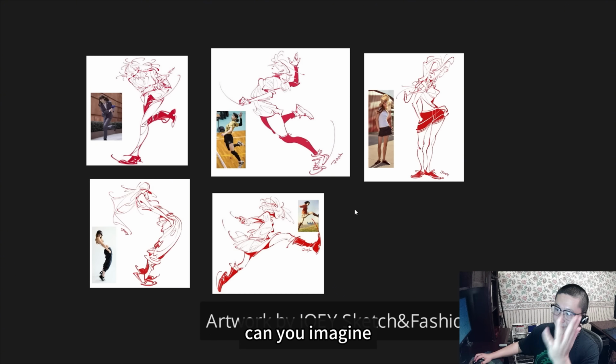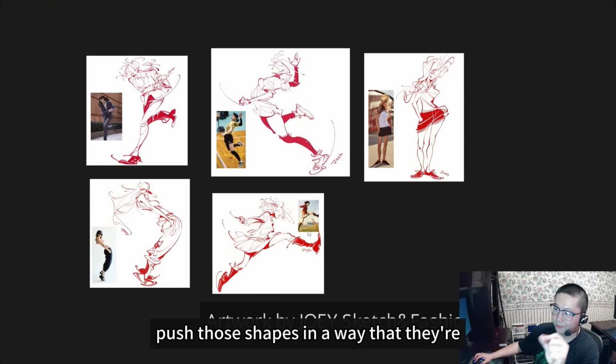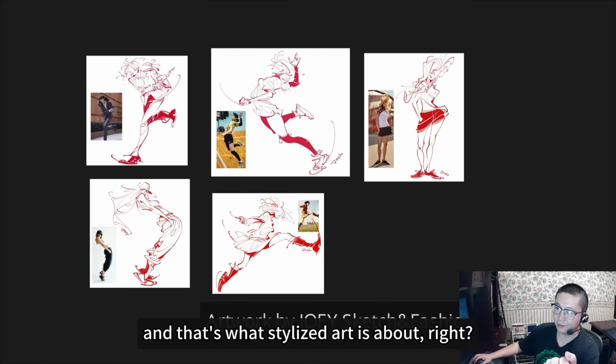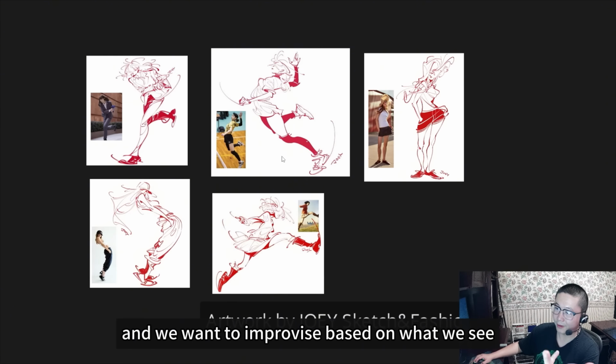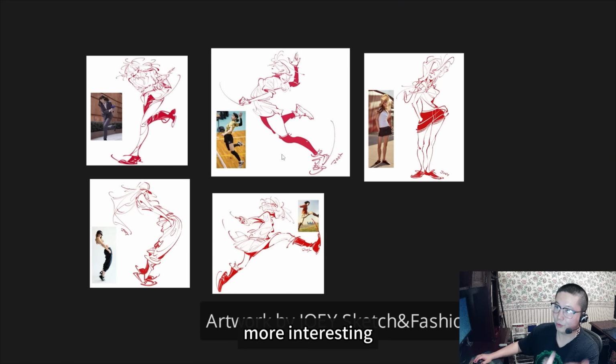Can you imagine next time when you draw a tree or a prop, push those shapes in a way that they're exaggerated as if they're performing in a show? And that's what stylized art is about, right? We do not want to just copy what we see in the reference, and we want to kind of improvise based on what we see and come up with something that's more unique, more expressive, more interesting.